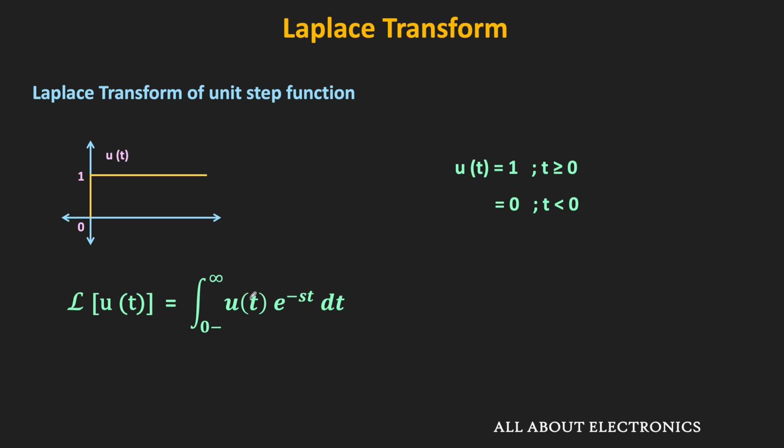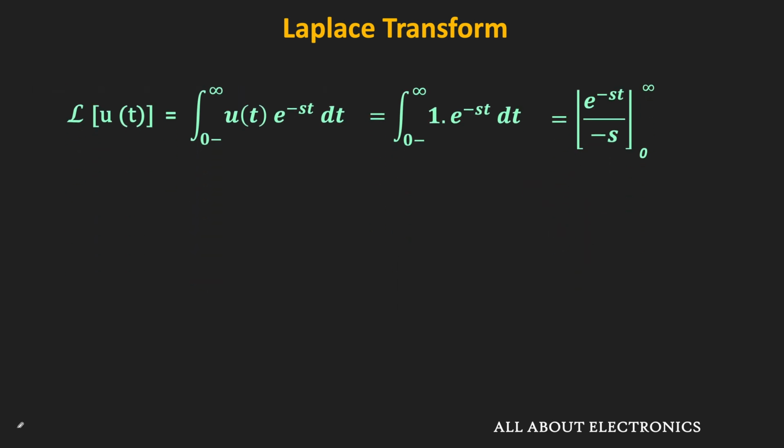During this limit, the value of this function is equal to 1. So we can say that it is equal to the integration from 0 minus to infinity of 1 dot e to the power minus st times dt. Now, as you know, the integration of e to the power minus st is equal to e to the power minus st divided by minus s. And here, the integration limits will be from 0 to infinity. After putting in the limits, we can write this expression as minus 1 divided by s times e to the power minus infinity minus e to the power 0.